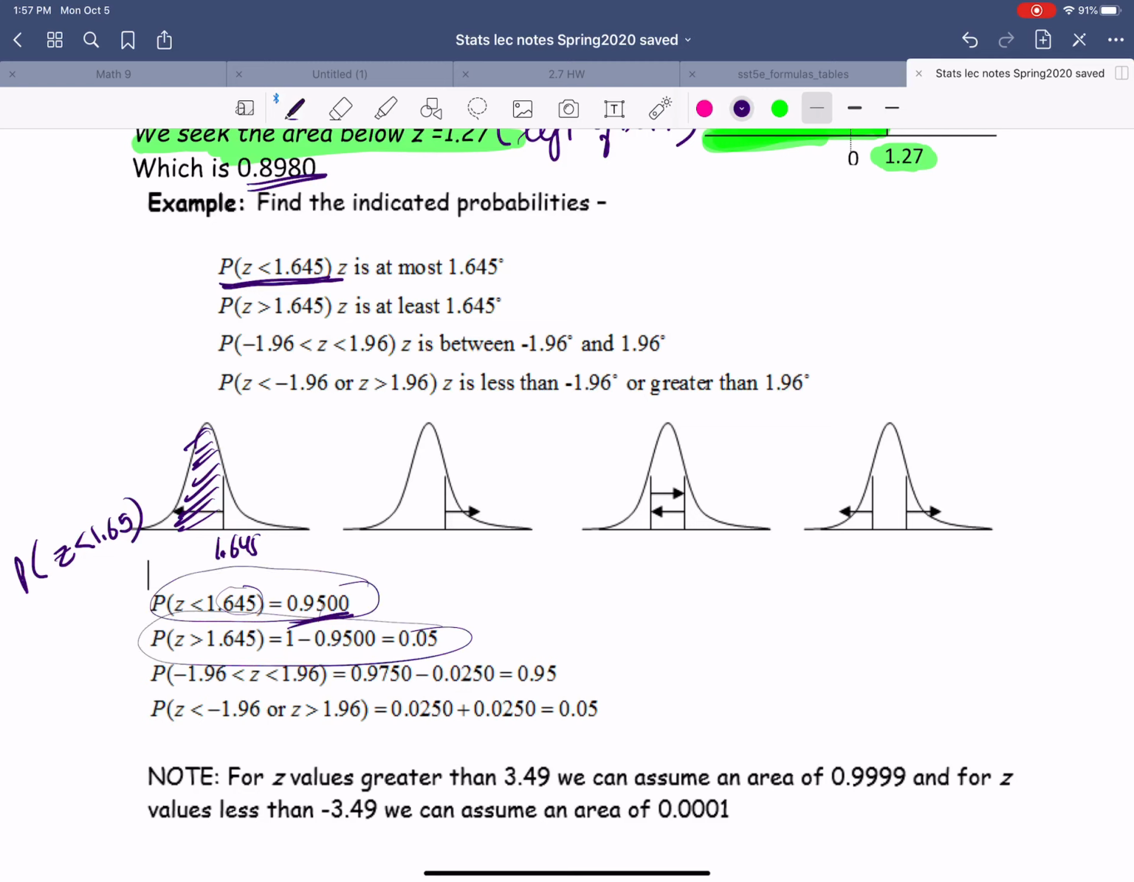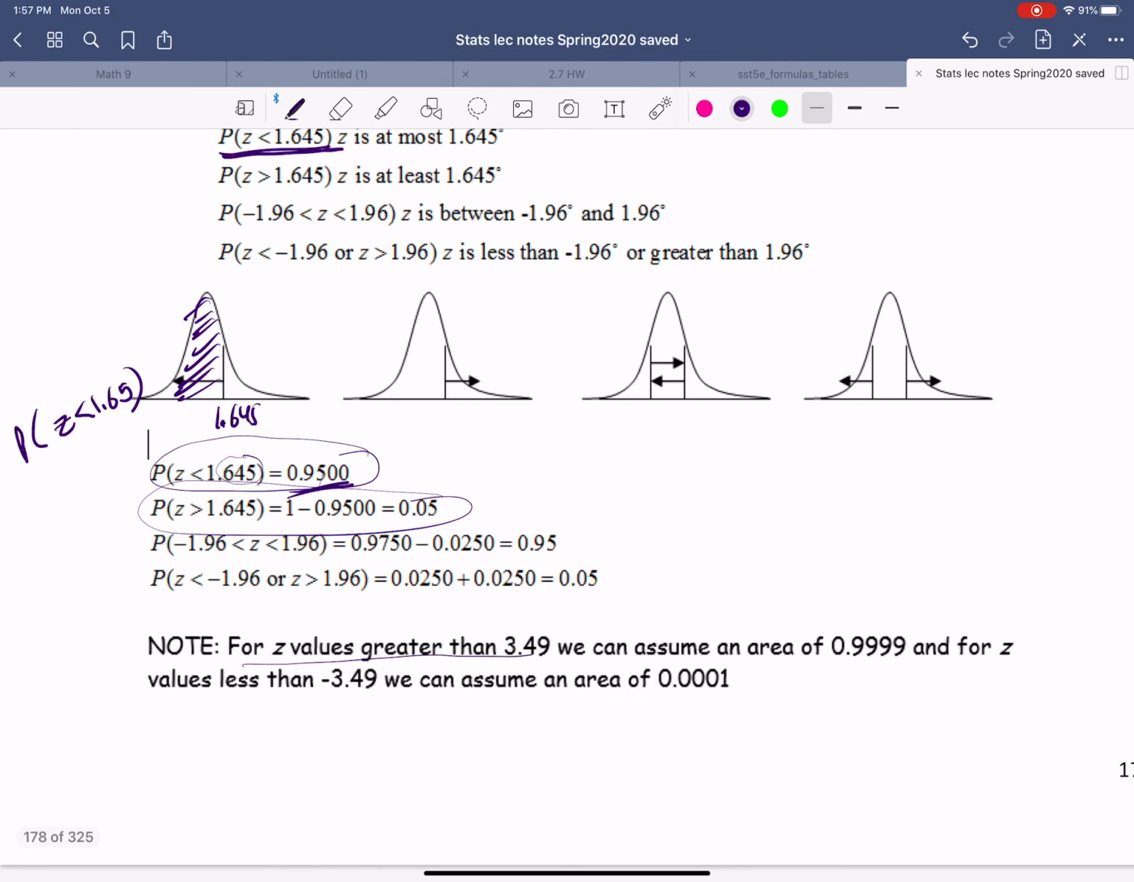For z values greater than 3.49, it's important to remember that if you have a z-score greater than 3.49, we can assume that this is the area to the left. And for a z-score less than negative 3.49, this is the area to the left. Why is it okay to assume?